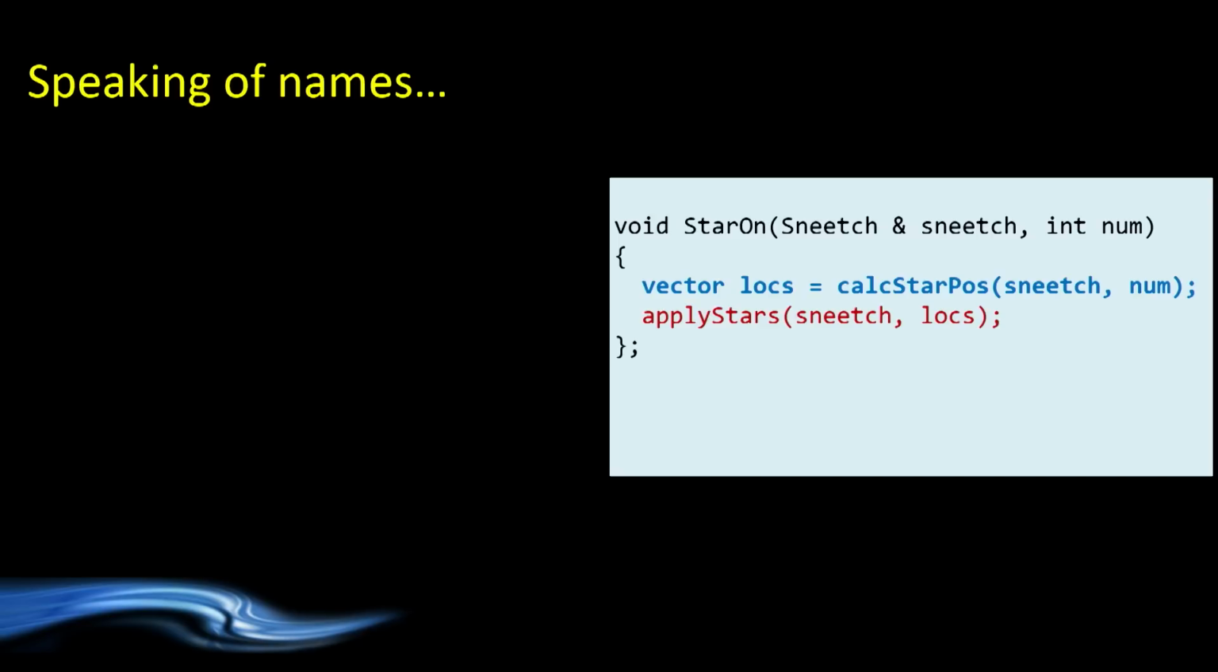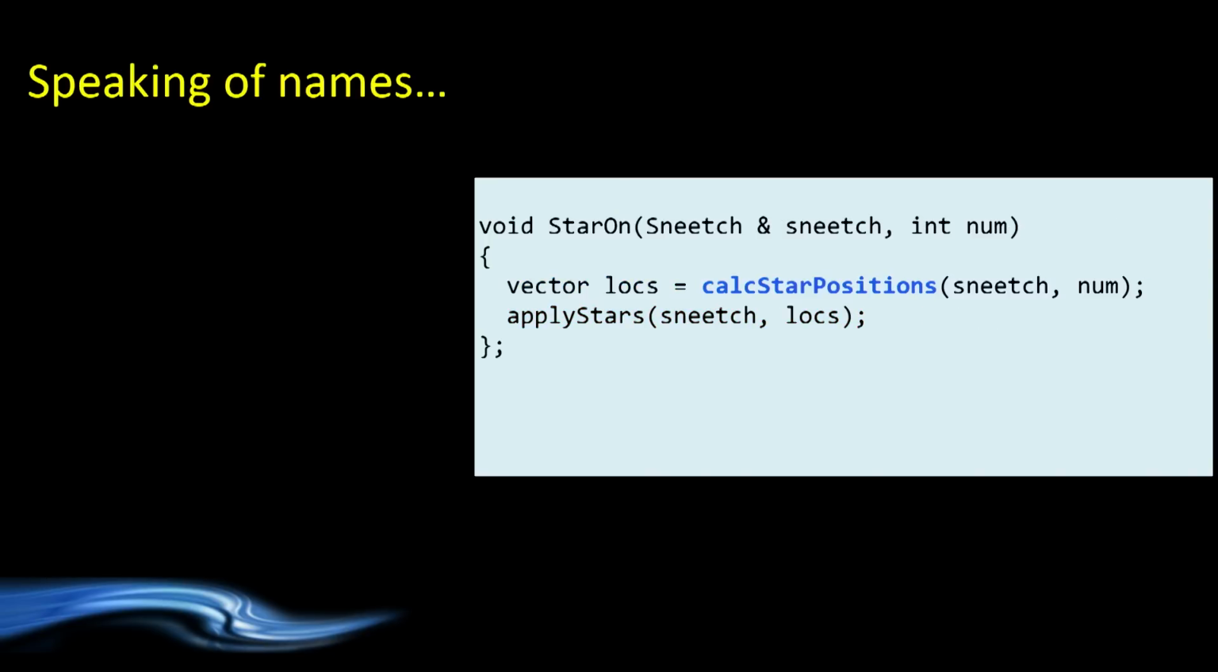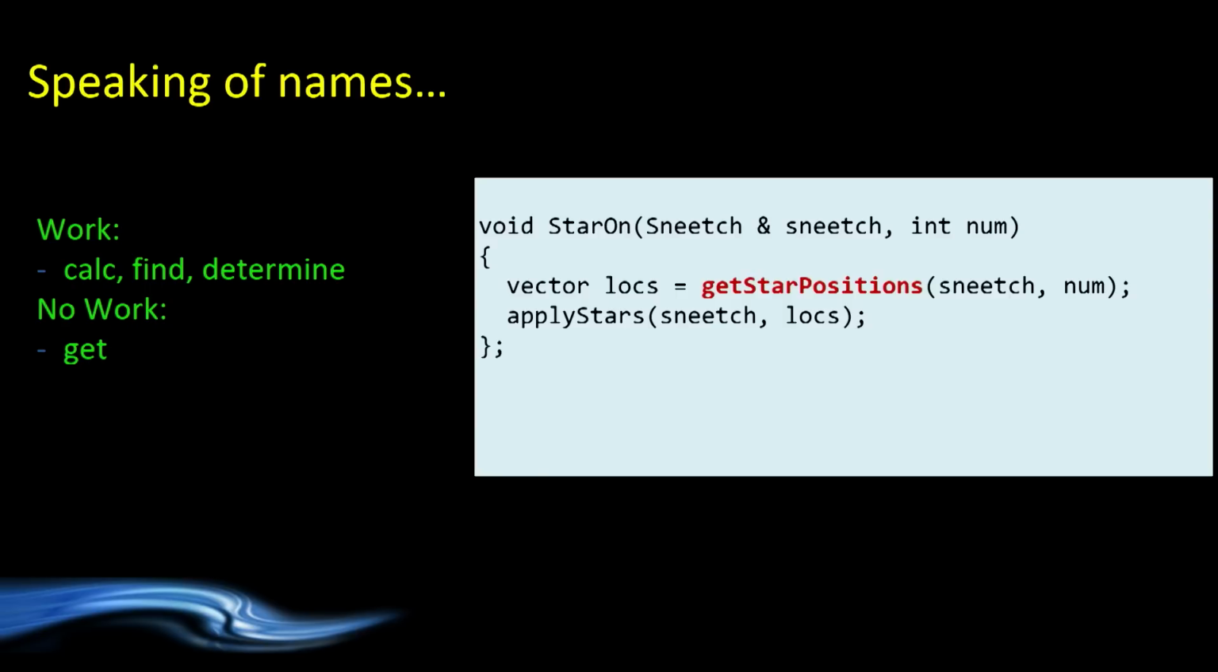So that's params. And speaking of names, calc star pause. That didn't fit on a slide, so, calc star positions. I like calc and find and determine and words like that for functions that do stuff. Get doesn't do anything. Get's got to be fast. Maybe get area multiplies width and height, but get star positions actually does a bunch of work and calculates and is n squared or some crazy thing. Don't call that get, right? Even find. If find is more than linear, call it slow find. I don't know. Call it something else.